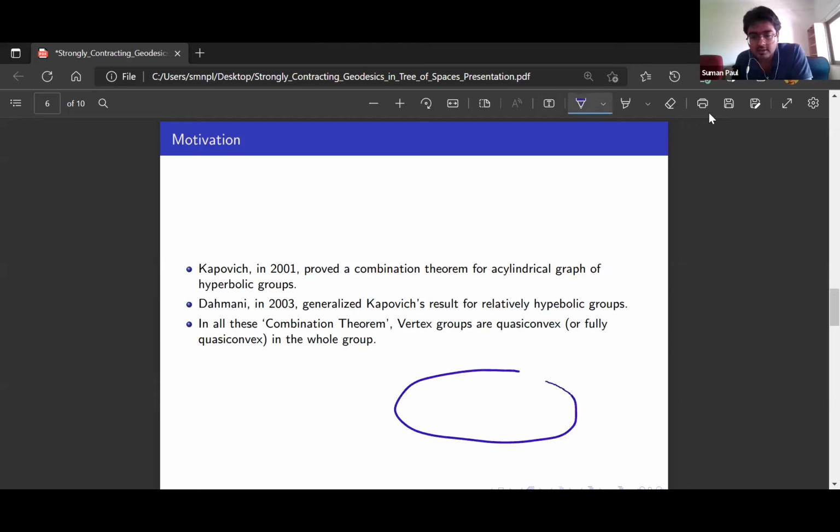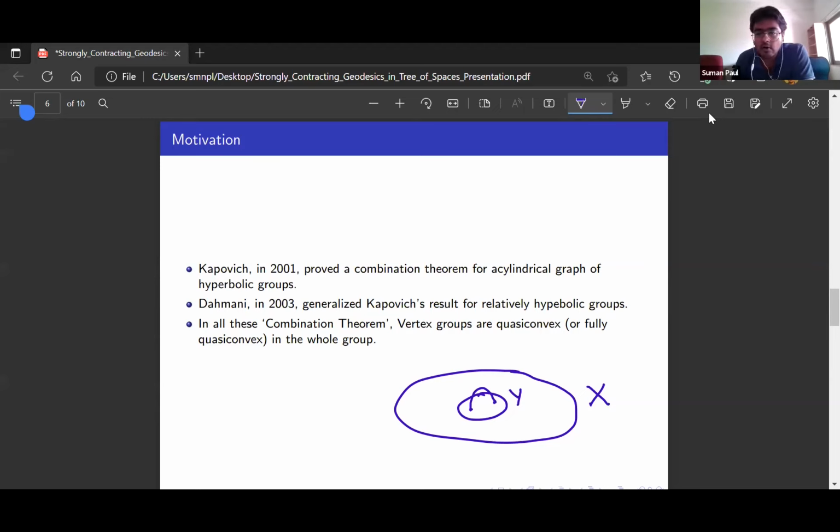So if you have a space X and some subspace Y, then Y will be called K-quasi-convex if we take any two points in Y and join them by an X-geodesic, and then this geodesic lies in the K-neighborhood of Y. Okay, so basically it is a generalization of convexity.